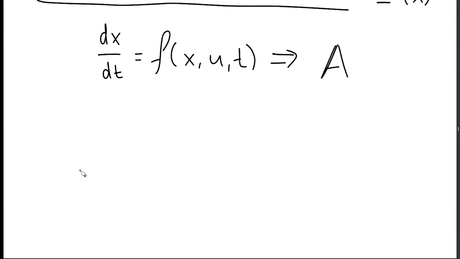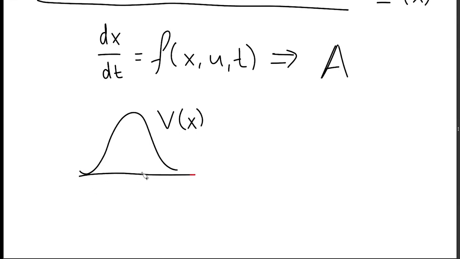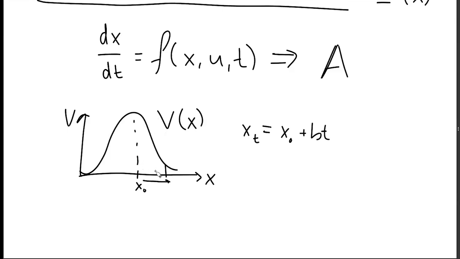So let's say I have some function v of x, and this is x down here, and then this is v, right? And let's say that my dynamics are that x is changing. I have x sub t equal to some initial x0 plus some bt. So what's happening is that I have some x0, and then this thing is translating at a constant speed across. And we can see that this is going to change my value of v. Here, v is up here, and then as x changes and I go over here, then I have a lower v.